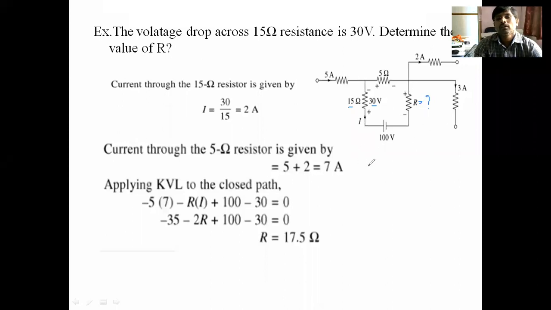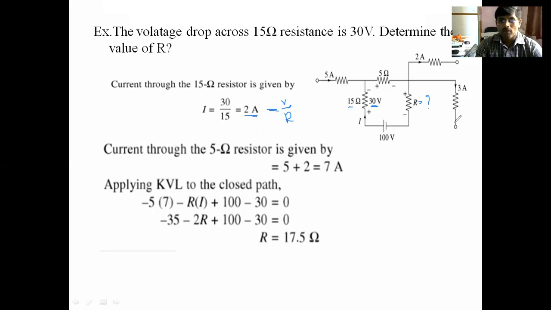So then how to proceed? If you know the value of resistance and voltage across any resistor, you can immediately find the current flowing through it from Ohm's law. So here we know the voltage across this 15 ohm resistance and its resistance value. From that, I is equal to V by R, where V is equal to 30 and R is equal to 15. So that you can get 2 amps.